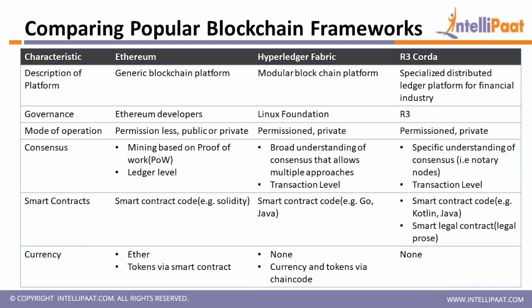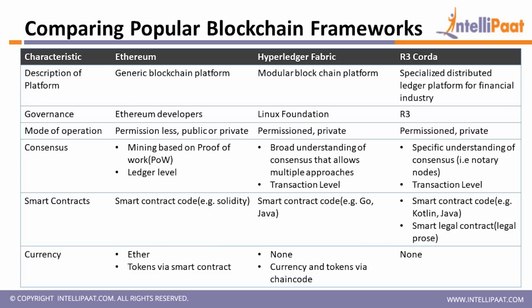This slide depicts a comparison between popular blockchain frameworks. We are comparing here Ethereum, Hyperledger Fabric, and R3 Corda. Before moving on with the comparison, I must tell you about these three terms. These are three kinds of blockchain platforms available in the market that differ in characteristics but inherit all the properties of blockchain that make them part of secure blockchain technology.